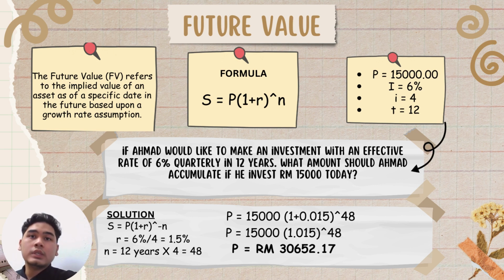So the solution is P equals 15,000 in bracket 1 plus 0.015 to the power of 48. So the answer is 30,652 ringgit and 17 cent. So this shows that the future value of Ahmad's investment after 20 years will be 30,652 ringgit and 17 cent.